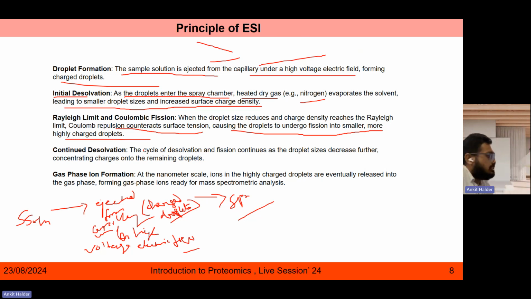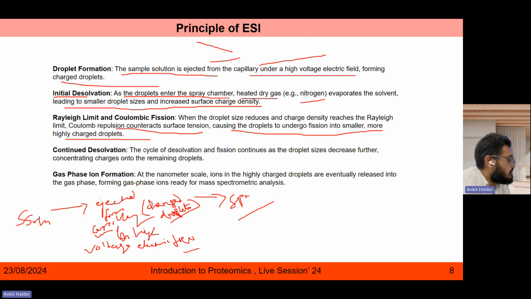The sample solution is ejected from your capillary and under the high voltage electric field it forms charged droplets, followed by desolvation, where the droplets enter the spray chamber and heated dry gas, like nitrogen, evaporates the solvent and leads to smaller droplet sizes and increased surface charge density. It will keep on continuing and reach the Rayleigh limit, where the repulsion counteracts and it undergoes much greater fission.